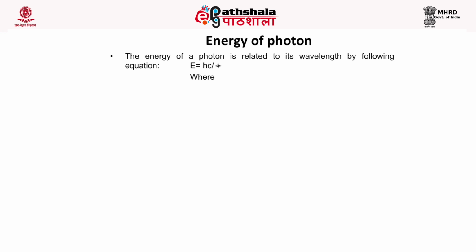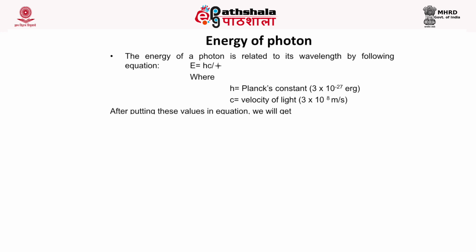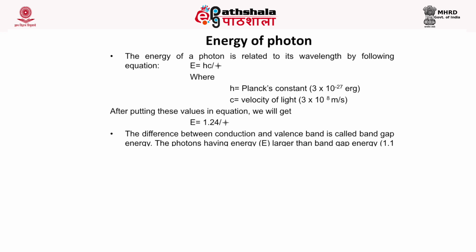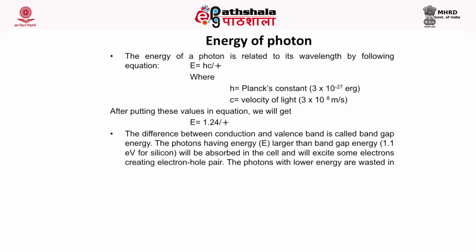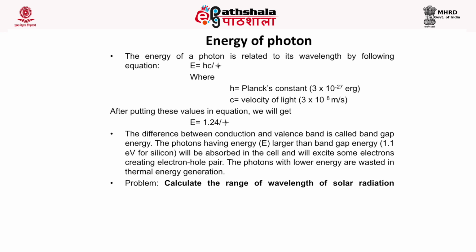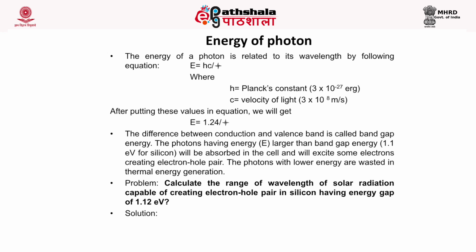Let's see what is the energy of a photon. The energy of a photon is related to its wavelength by Planck's equation, that is E is equal to hc by lambda, where h is the Planck's constant with a value of 3 into 10 to the power minus 27 ergs, and c is the velocity of light, which is 3 into 10 to the power 8 meter per second. So if we substitute these values, we will get E is equal to 1.24 divided by lambda.